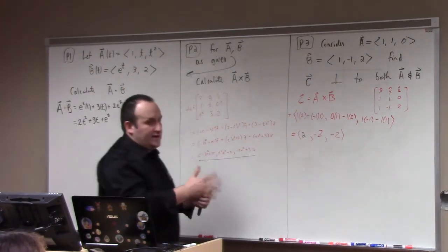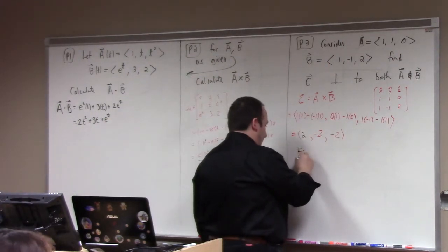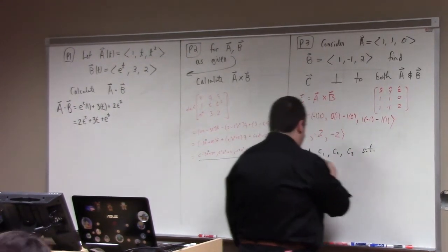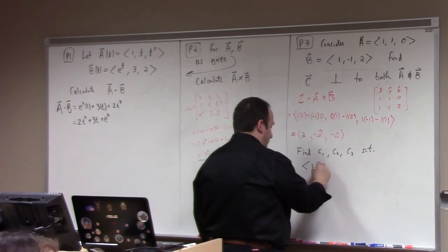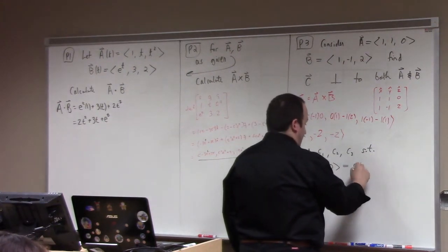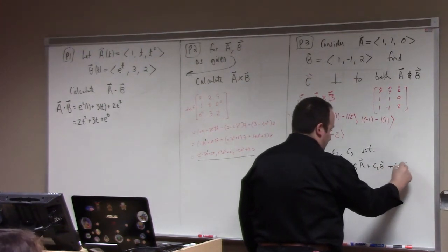Now, an add-on to this question might be something like: find C1, C2, C3 such that, let's just keep it simple, (1, 0, 0) is equal to C1 times A, plus C2 times B, plus C3 times C.